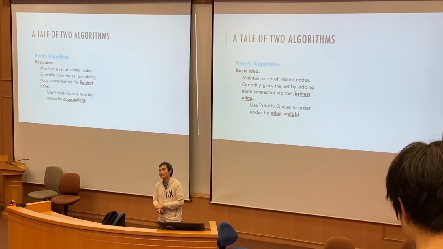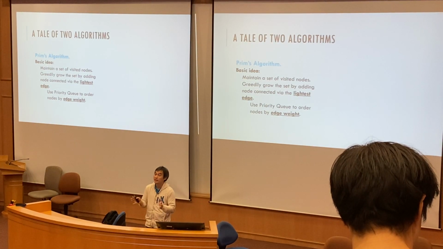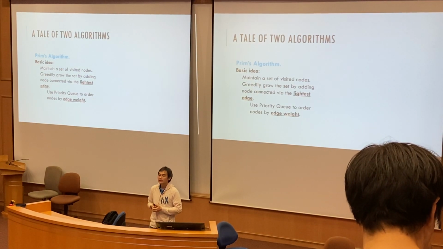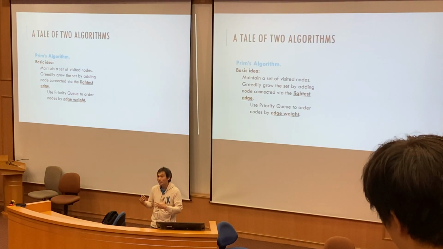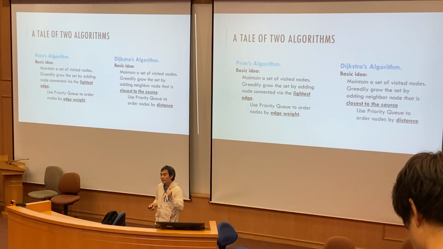Prim's algorithm, remember what the basic idea was? The basic idea is that we maintain some set of visited nodes. We gradually grow it by adding a node that is connected via the lightest edge. And we're going to use a priority queue to order nodes by edge weight. That's the idea. Now remember Dijkstra.